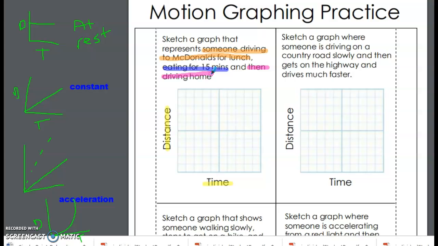Well, yeah, we have to drive back, but when we go inside to eat, are we moving? No, we're at rest, right? So I know that somewhere this is going to come into play. I know that if we are driving, this is going to come into play. And then something that we talked about yesterday is going to come into play. So I want to have a graph that shows someone driving to McDonald's.